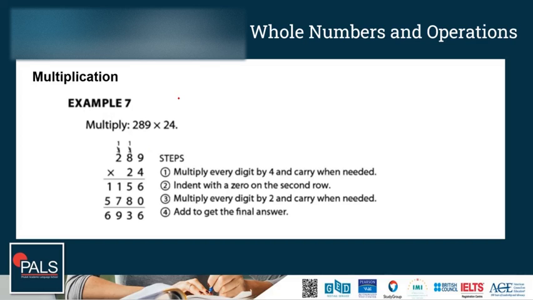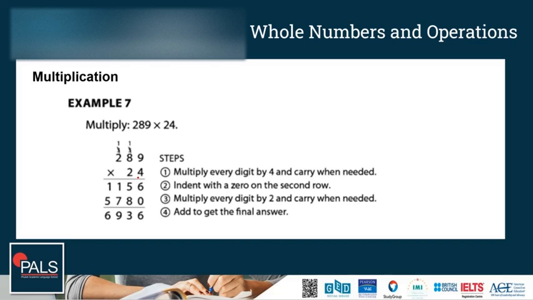Example number 7. Multiply 289 times 24. As you can see, this is multiplying a 3-digit number by a 2-digit number. In example number 6, it's a 3-digit number by a 1-digit number.